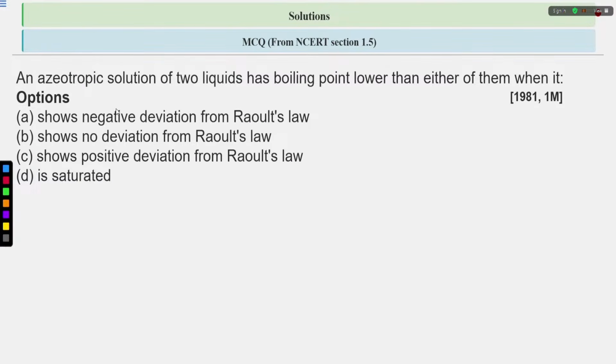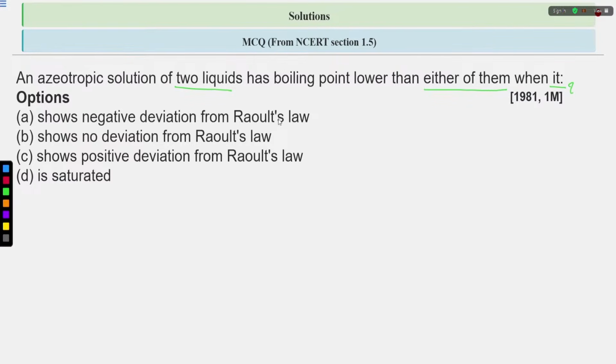This question is an MCQ, and it covers NCERT section 1.5 in the chapter Solutions in the NCERT textbook. The question says that an azeotropic solution of two liquids has a boiling point lower than either of them. Azeotropic solutions of two liquids have boiling points lower than either of the two liquids. You have to tell what condition applies when this statement holds for the azeotropic solution.